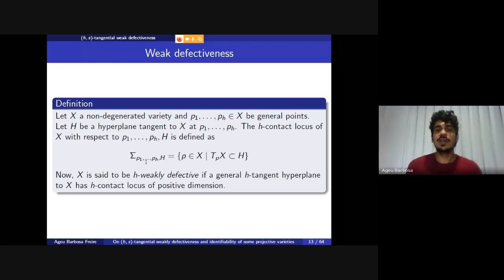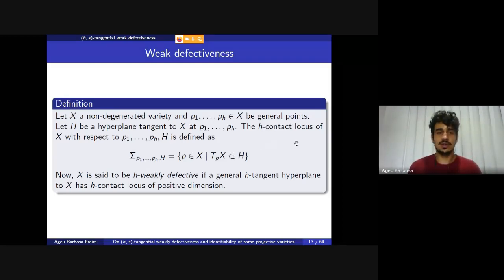Weak defectiveness is another problem in algebraic geometry which has relation with the second defectiveness problem. For weak defectiveness, we consider again X as before, and now h general points in X. Moreover, we take capital H to be a hyperplane which is tangent to X at the points P_i. This means that this hyperplane contains the tangent space of X in each one of these P_i.